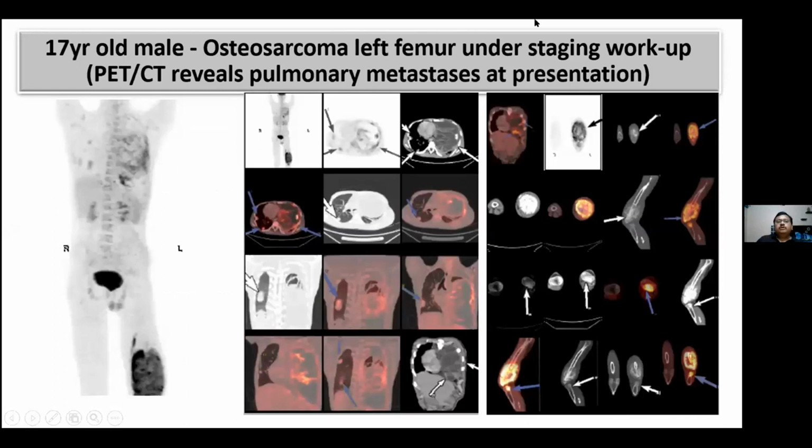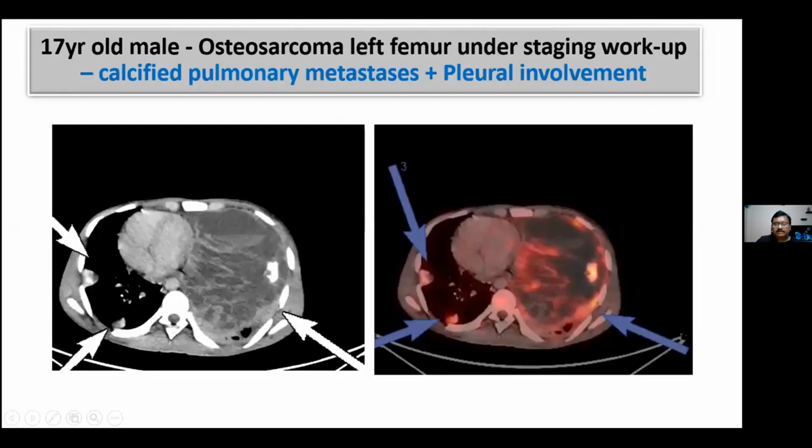Now, a 70-year-old male came to us with osteosarcoma. You're seeing an osteosarcoma here in the left femur, and PET-CT reveals pulmonary metastasis at presentation. So basically, I have these images here. This is the primary tumor, very nicely seen. But what I want to show you is in the next slide.